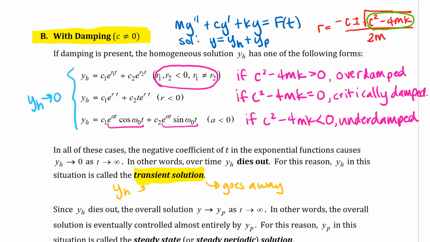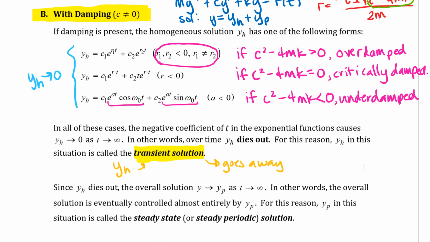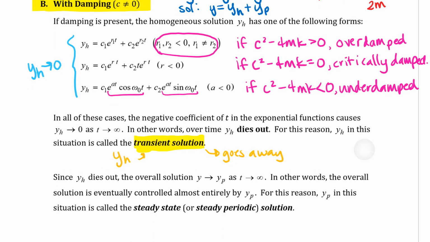The YP then maybe is left, depending on what that YP is like. So that's what it talks about next. Since the YH dies out, the overall solution is going to approach the YP. And that's what this notation here means. The overall solution Y is going to approach the YP, the particular solution.